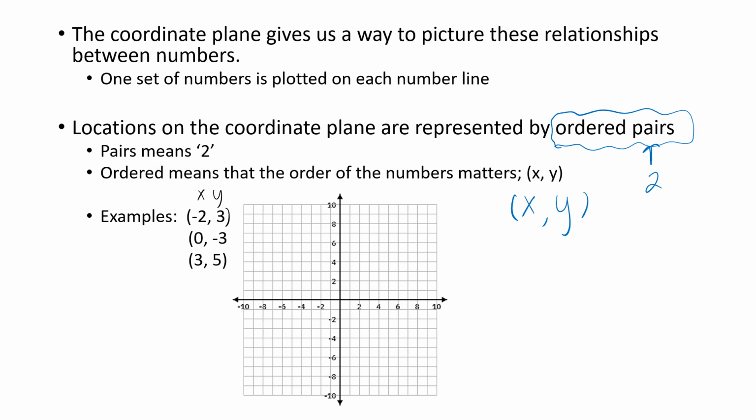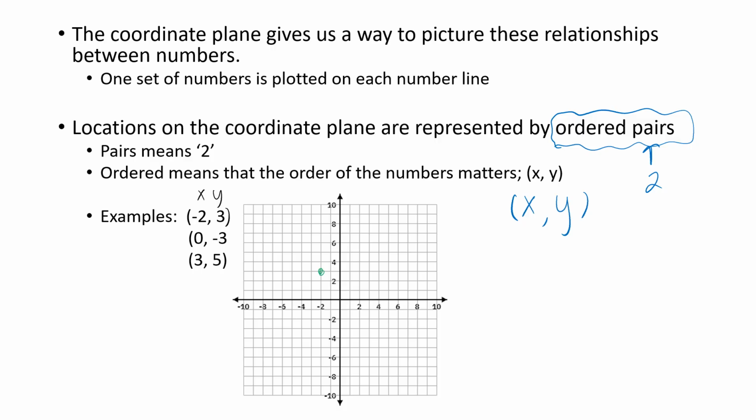So to plot that, we would go over to the -2 on the x-axis and then up to the 3. And so what we're looking at there is that location or that point. And then we would plot that point by putting a dot there. Okay, and that's plotting the point.